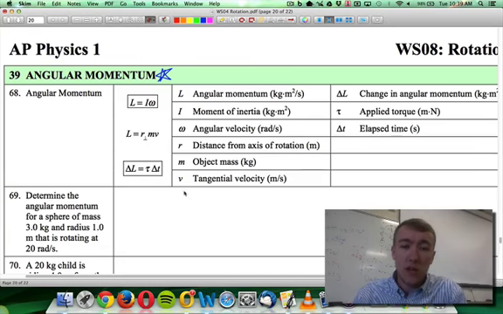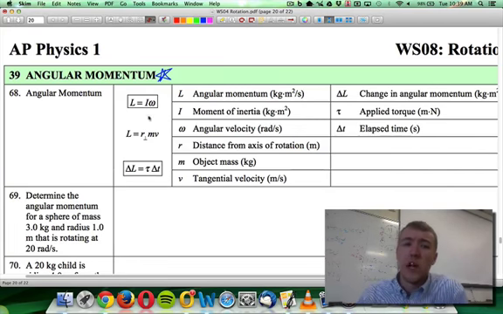The rest of these variables you should recognize. Capital I, the moment of inertia. The scripty W, that's omega, angular velocity. R is the distance from the axis of rotation. M is the object's mass. V is tangential velocity. The scripty letter T there, that's tau, applied torque, and then change in T just means time elapsed, or how much time has gone by.